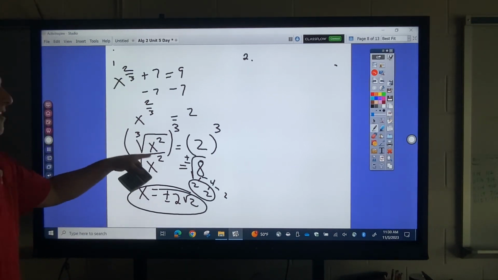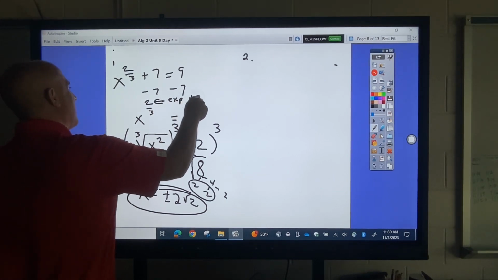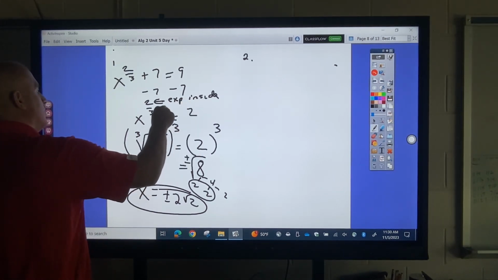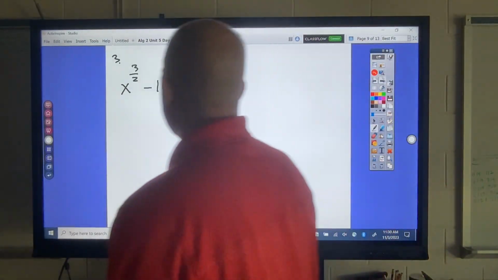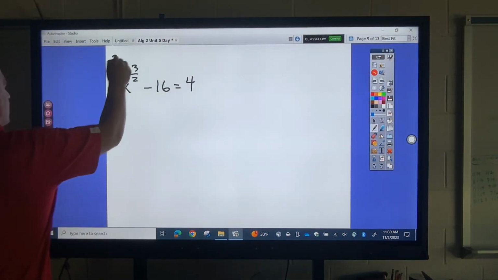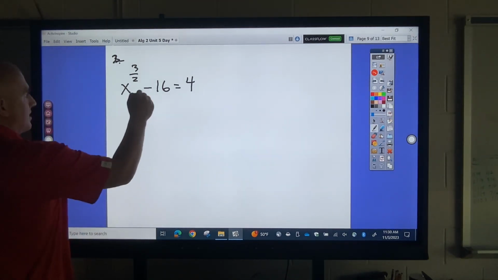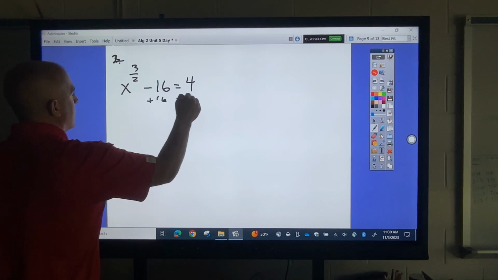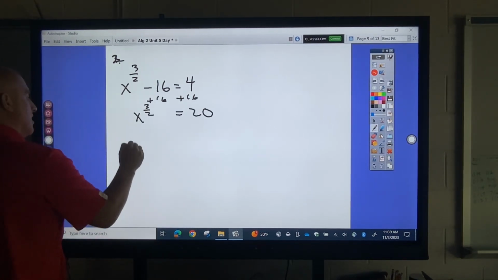So I would break it down into a radical. Remember, this is the exponent inside, and this is the root. And that probably will be easier for you to solve. So for instance, we'll make this the second one. What I want to do on that one is add the 16, which gives me 20. That's x to the 3 halves. So what does that mean?